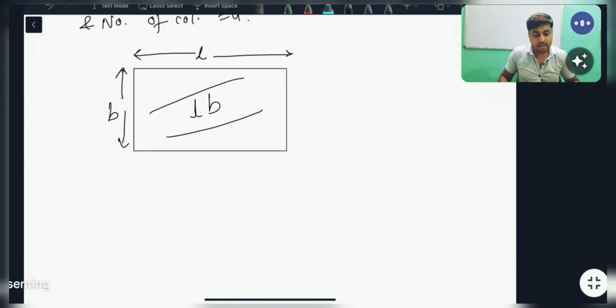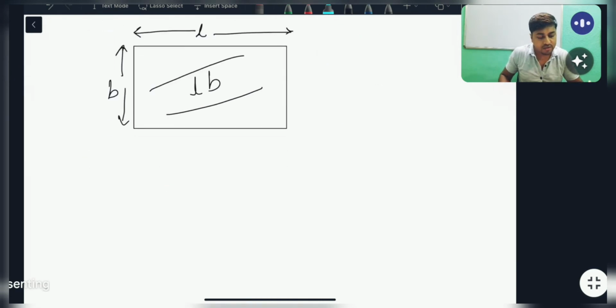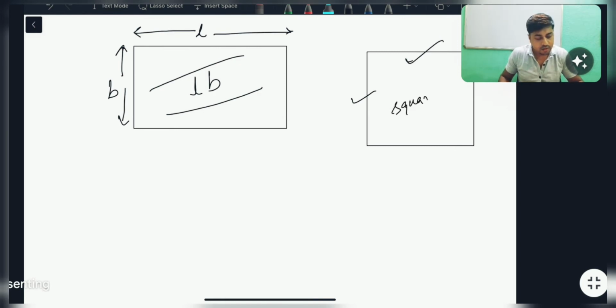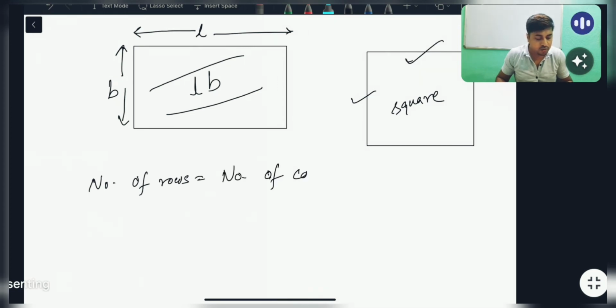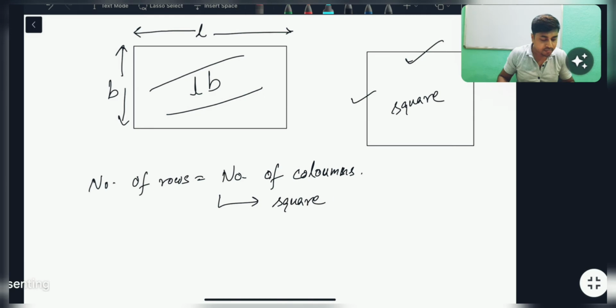What comes next? A rectangle can be a square. When can a rectangle be a square? When the two sides are equal. When these sides are equal, then the rectangle will be a square. That means the matrix can be a square matrix when number of rows equals number of columns. When number of rows and number of columns are equal, then it will be called a square matrix. Clear? So the arrangement can be rectangular or can be square.